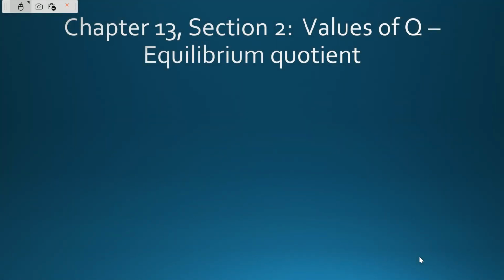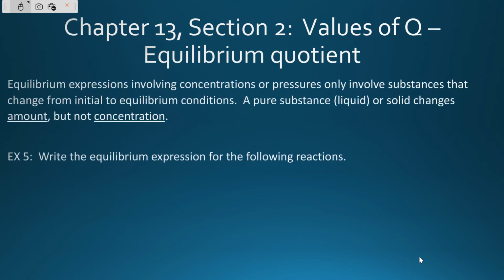Welcome back, everybody. AP Chemistry, Unit 7, Section 2, taking a look at the values of Q now as an equilibrium quotient. I'm going to start by reviewing a couple of things from the last section.